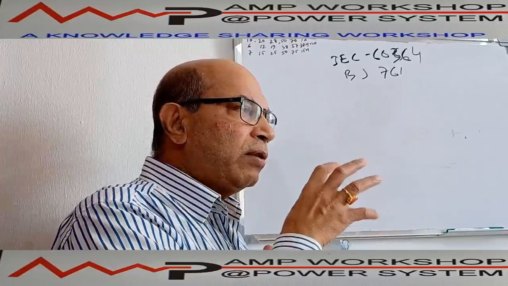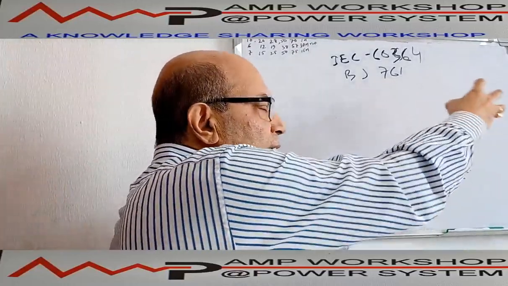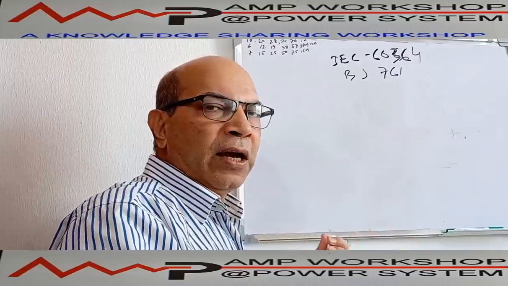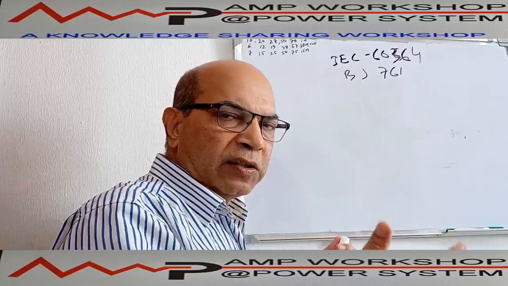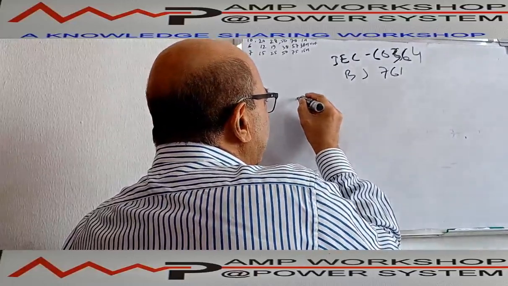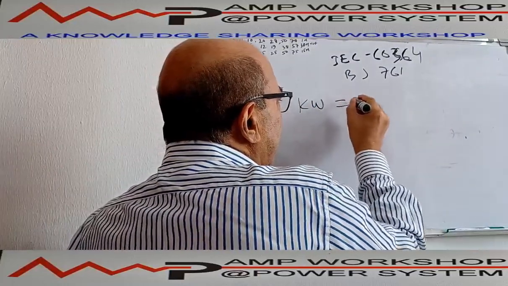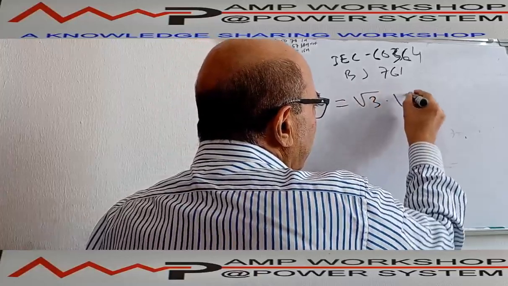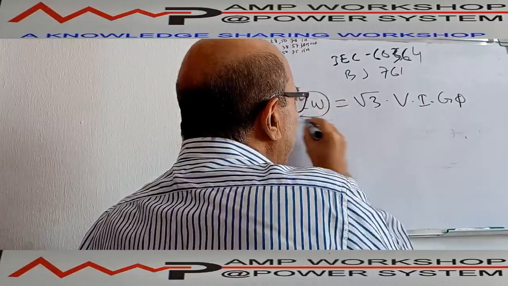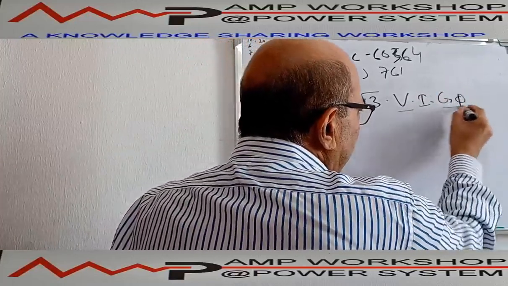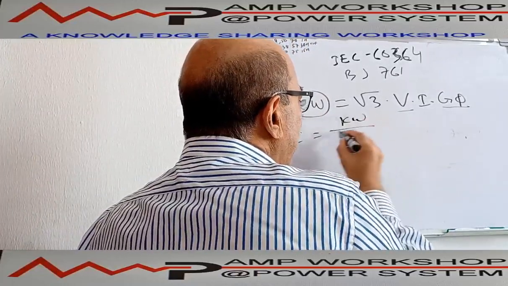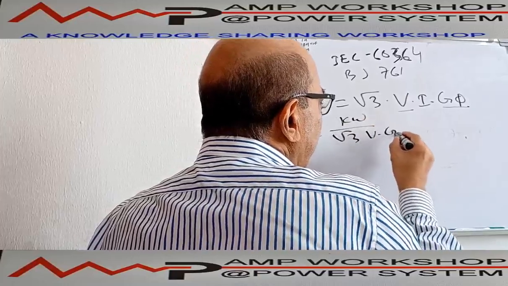This cable is connected between the source and the load point. Each load has a kilowatt or kVA rating. From that kilowatt or kVA, if we know the voltage of the system, we can calculate the current. Suppose we know the kilowatt, then for three phase, kilowatt equals root 3 into voltage into current into cos phi, the power factor. So we know the kilowatt, the voltage and the power factor, and we can calculate the current: kilowatt divided by root 3 into voltage into cos phi.